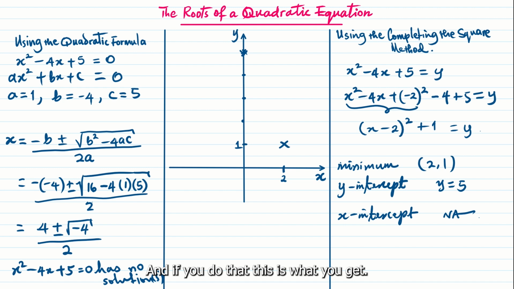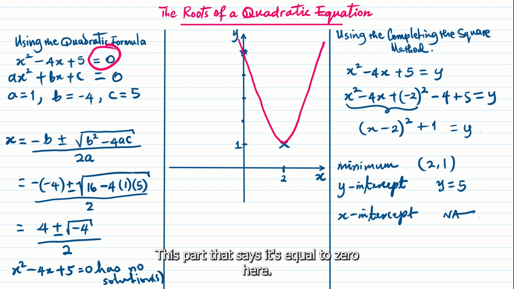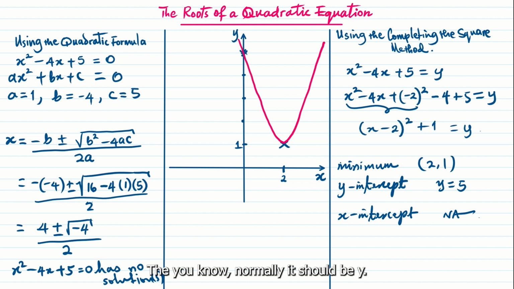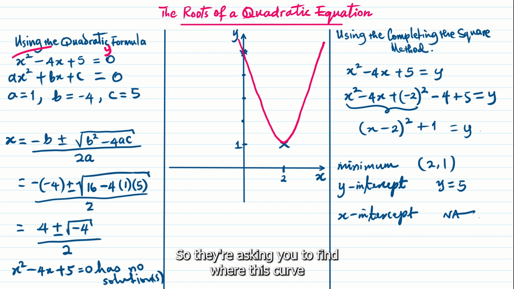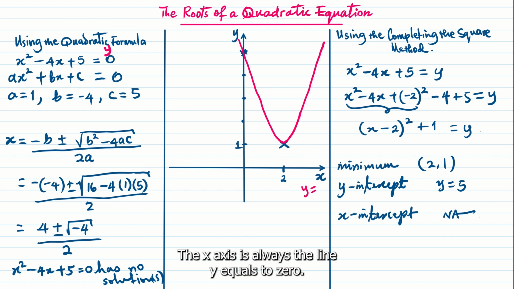If you do that, this is what you get. So I've tried to sketch it as best as I could. Okay, so this is what you notice. This part that says it's equal to 0 here, normally it should be y. So they're asking you to find where this curve will meet y equals 0. And this is y equals 0. The x-axis is always the line y equals 0.